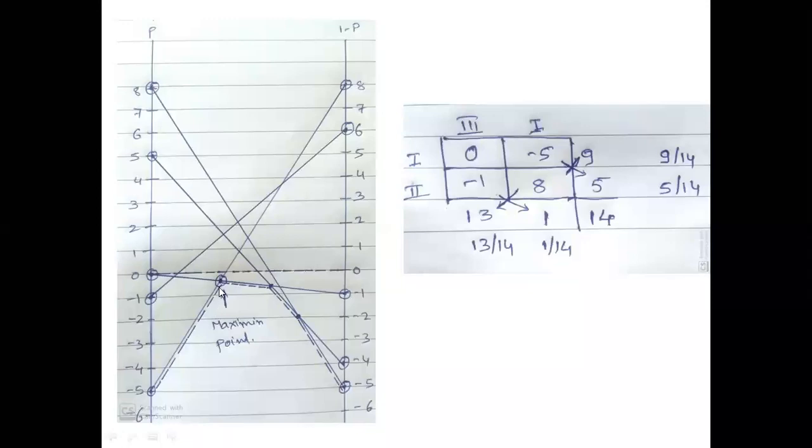So the points that are intersecting are this and this.